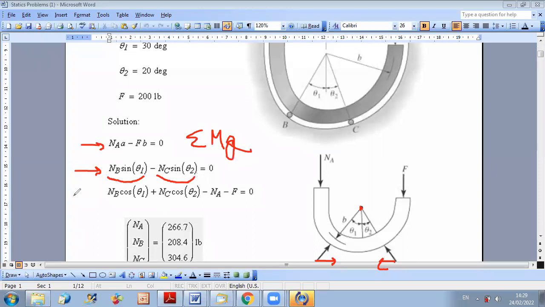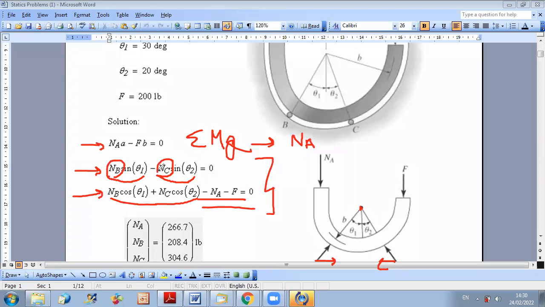The same now for sum of forces along Y. These are the projections of RB, RC along Y. We multiply by cosine theta 1, cosine theta 2. And we don't forget to subtract along Y RA and F. So now, the first equation will give you RA, or reaction at A. And the two other equations will give you a system of two equations with two unknowns. The two unknowns are RB and RC. You can get them. Okay? Any question on this problem?